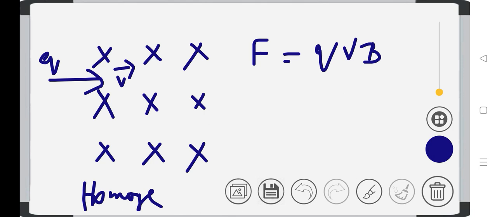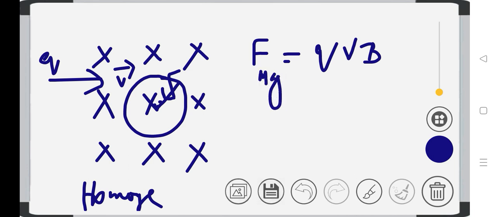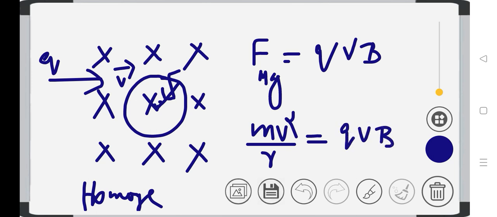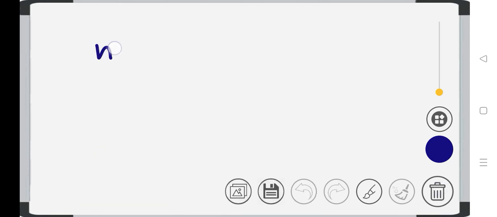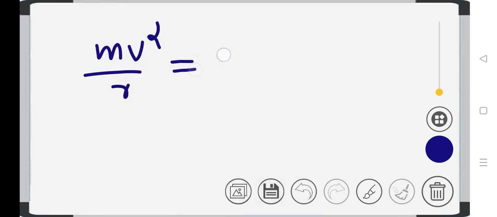Okay, so when the charge q enters this region with its velocity v, then it performs circular motion. To maintain this circular motion, there should be a centripetal force, and this centripetal force is provided by this magnetic force. So centripetal force mv square by r, that is required to have this circular motion, is provided by the magnetic force. So centripetal force equal to magnetic force: mv square by r is equal to qvB.